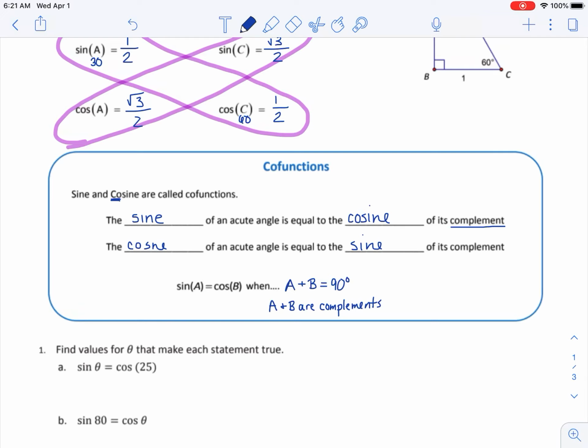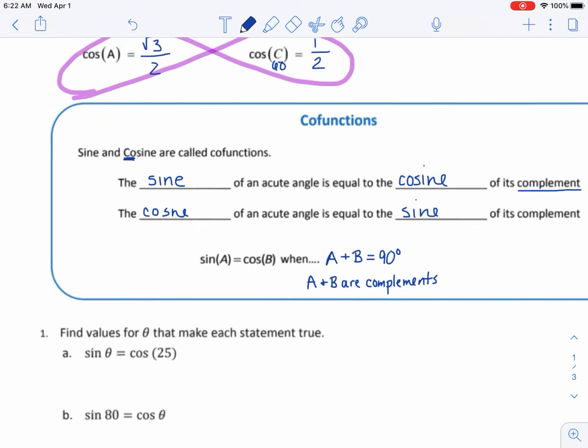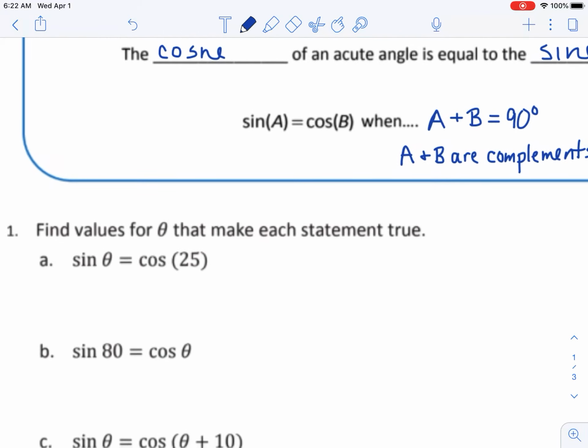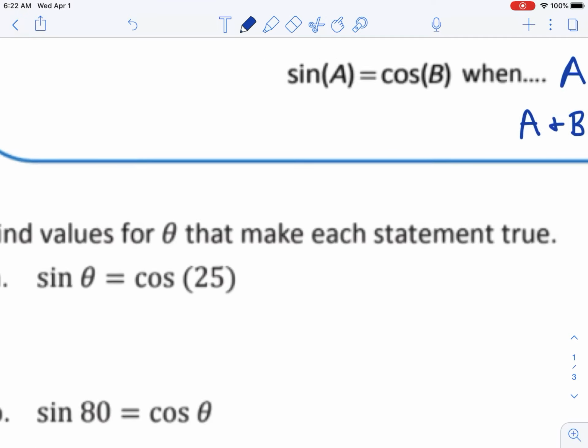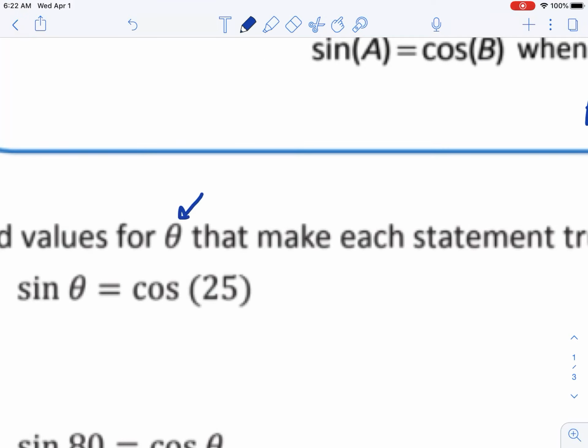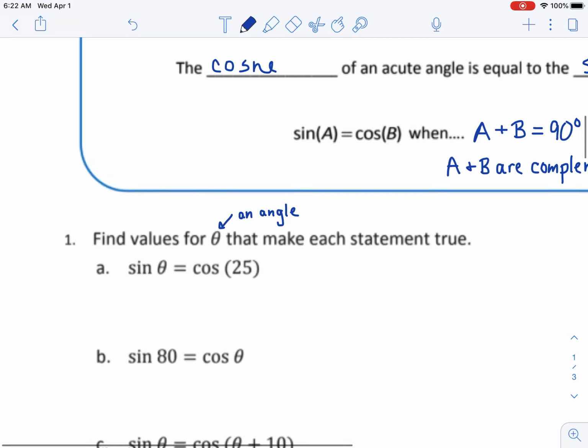This seems like a very easy concept right now, but when the Regents mix it up with a bunch of different questions, it might get a little confusing. So let me do a couple of these, and then I'll let you guys finish the rest. Number 1, find the values for theta. Remember the symbol for theta, that just means an angle, that make each statement true.